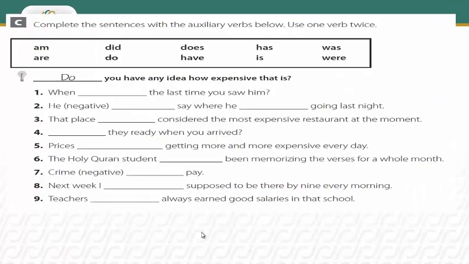Okay. Complete the sentences with the auxiliary verbs below. Use one verb twice. Can you think of it? Okay. Do you have any idea how expensive that is? When was the last time you saw him? Exactly. Okay. That place is considered the most expensive restaurant at the moment. Okay. So here we go.